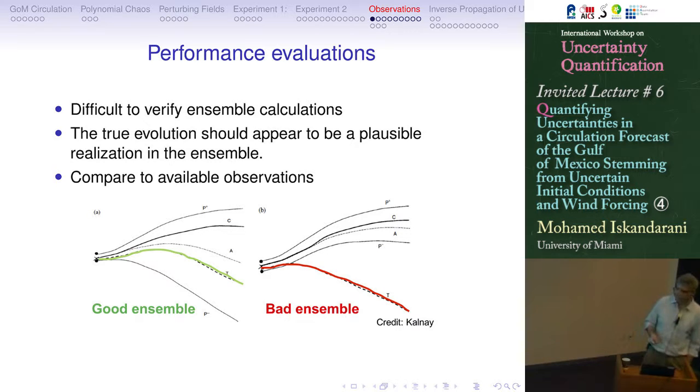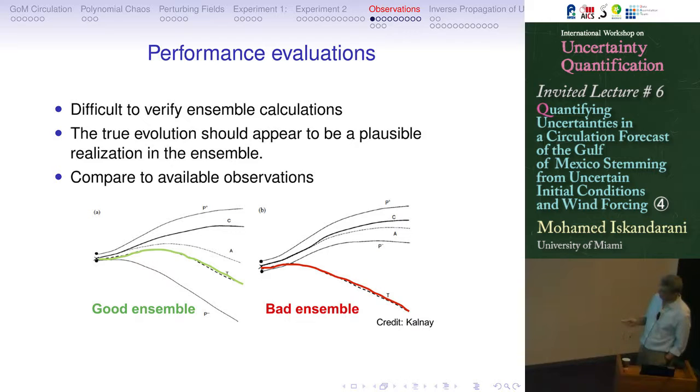So, how do we know that these perturbations are reliable? Well, you compare it to observations. That's about the only thing that we can do, essentially, to decide whether we have done a good job of characterizing the input uncertainty. So we want the true evolution of the system, shown in green here, to be within the envelope of the ensemble. We don't want it to be outside the envelope.